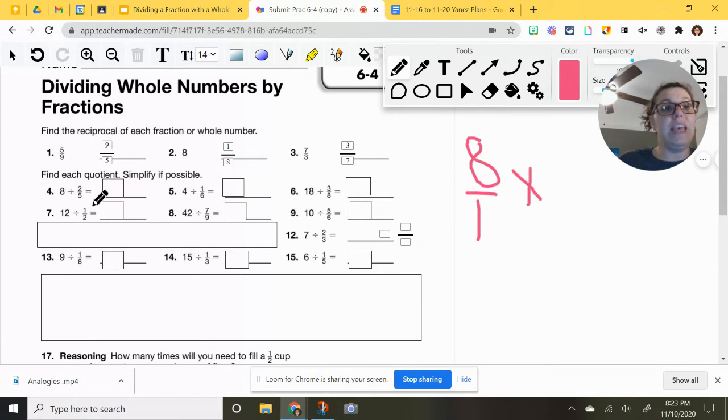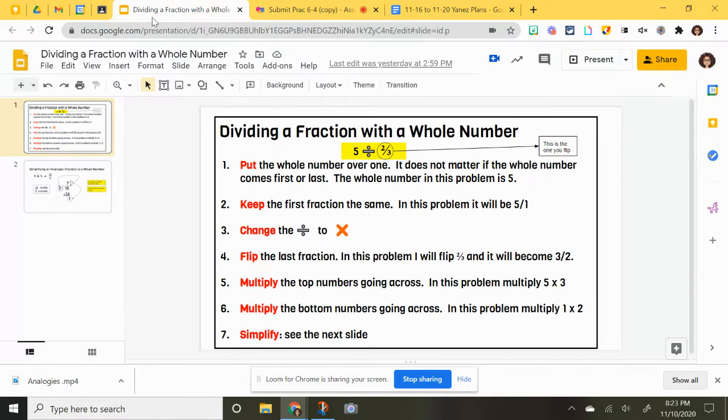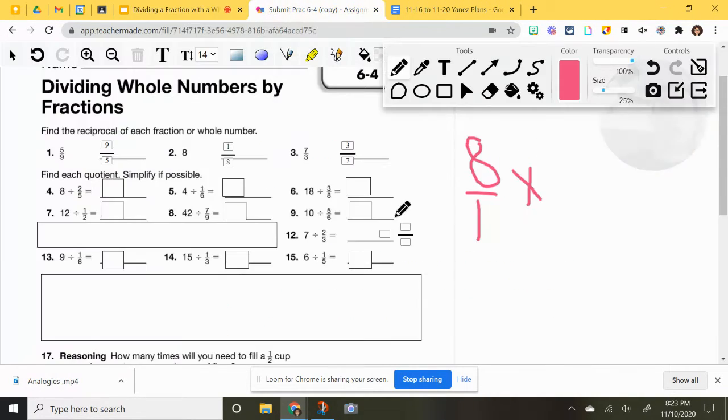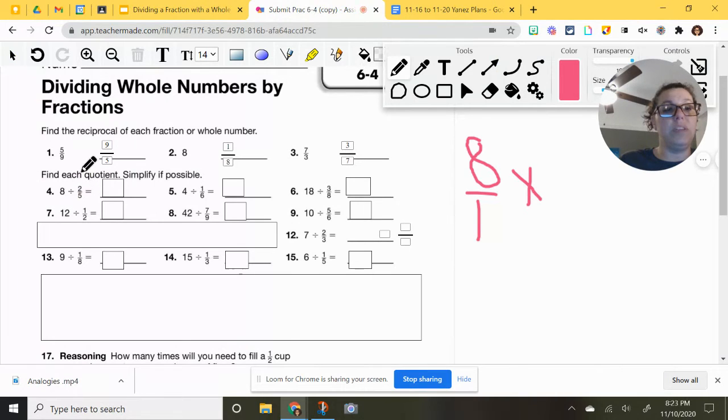And then I'm going to flip my second fraction. It's always the last fraction that you flip. So whatever's on the bottom comes to the top. Whatever's on the top comes to the bottom. So 5 comes to the top.